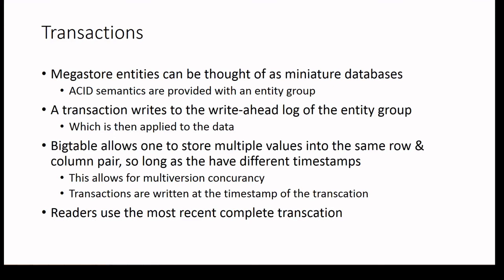Now, with all that out of the way, we can start talking about how transactions are actually performed on this database. What is the process that does it? First thing to remember, and I'm going to bring this up several more times throughout this presentation, is to keep in mind that Megastore entities are basically miniature little databases because they have access to ACID semantics. That's important because that's why we're doing all this work. All this fuss and muss is so that we can give ACID transactions while still maintaining the replicability of NoSQL databases.